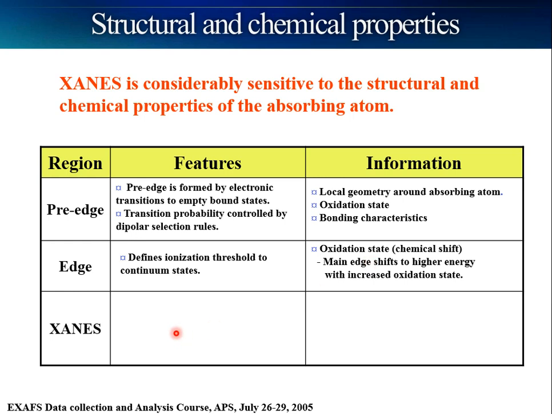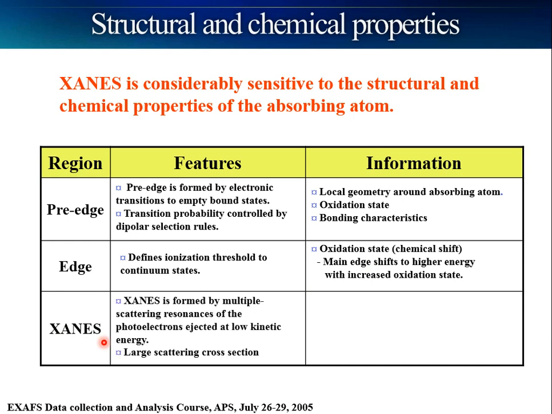The XANES is formed by the multiple scattering resonance of the photoelectrons. It is contributed by the atomic position, distance, bond length, bond angles, also the geometric structure. If you can identify the XANES, you can determine the oxidation state, geometric structure, and atomic structural properties, right?